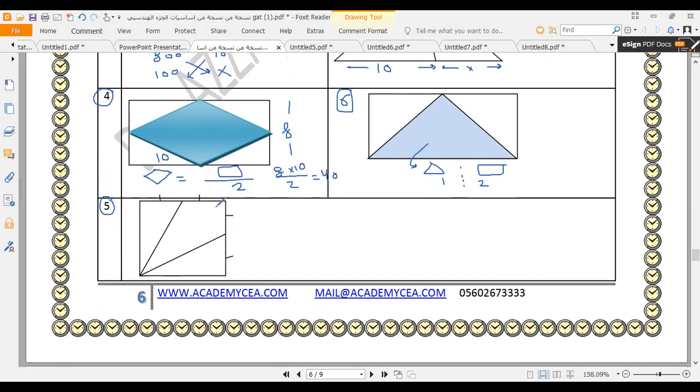Number 5. You have here a kite. This kite is drawn inside a square. So you have to know the area of this shape, which is the kite. Directly, it will be half of the square area. If the side here is 4, we can find it: 4 times 4 over 2. So the area of this will be 8 units.